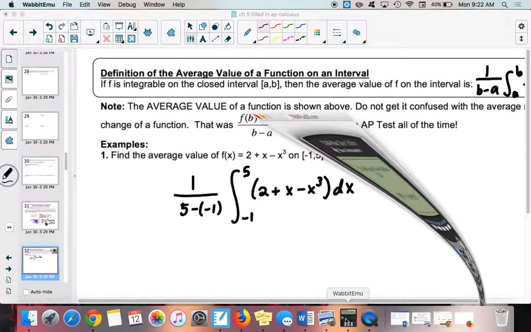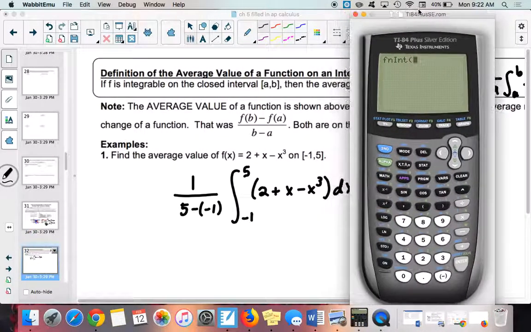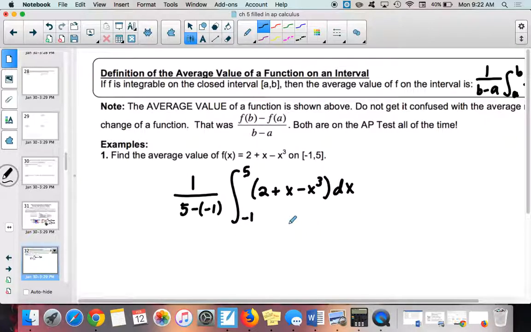Yeah, so you would do Math 9, and some of your calculators are going to show up where it actually shows the integration symbol, right? But mine shows f in int. So I put in my function, so I do 2 plus x minus x to the 3. And then I have to do a comma x, and then I go from negative 1 to 5. So when I do that, I get negative 132.